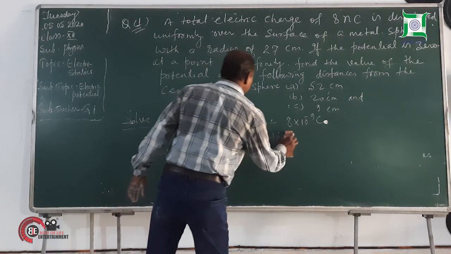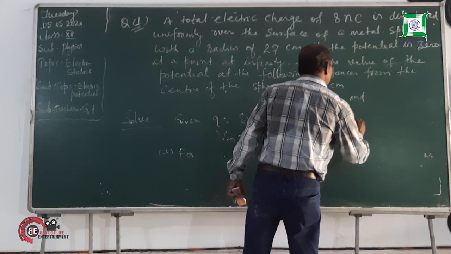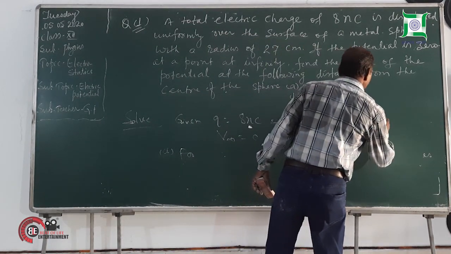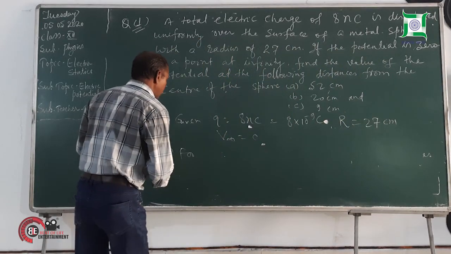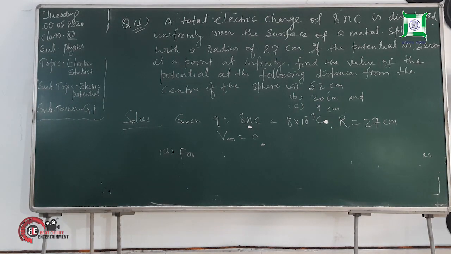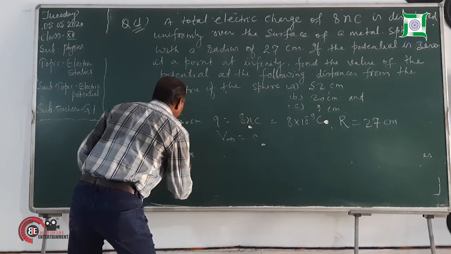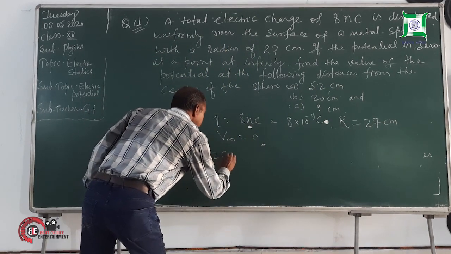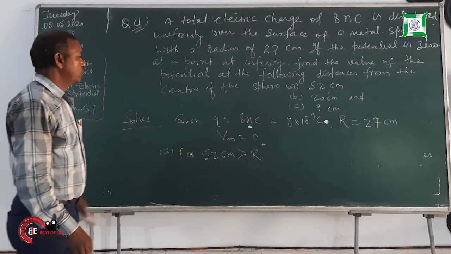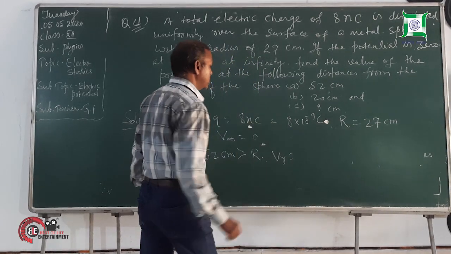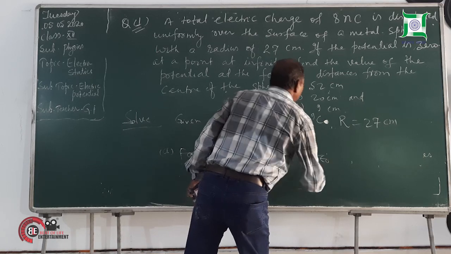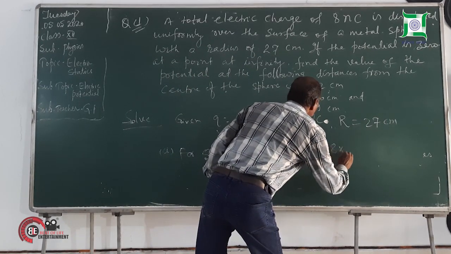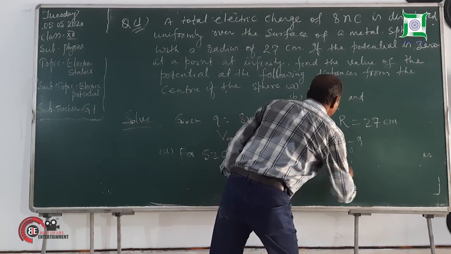Here the radius of the metallic sphere is also given, and the distances are given as 20 centimeter, 27 centimeter, and 52 centimeter. For the first, this 52 centimeter is greater than R. We have to calculate V. It will be equal to 1 upon 4 pi epsilon naught into Q. The amount of charge is given here, 8 into 10 to the power minus 9, upon distance, which is 52 centimeter.